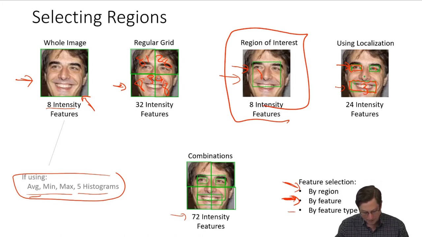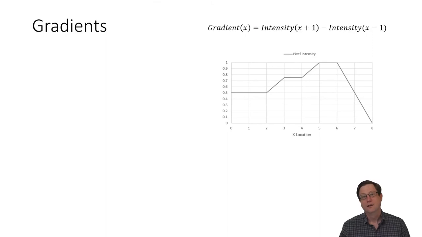And then feature type, you may just throw out all the averages or throw out all the histograms or something along those lines. Now, raw intensities we talked about, but there's another layer of computer vision, which is a simple step, but very powerful and very widely used. And that is to not work with the raw pixels, but work with responses to changes in raw pixels.